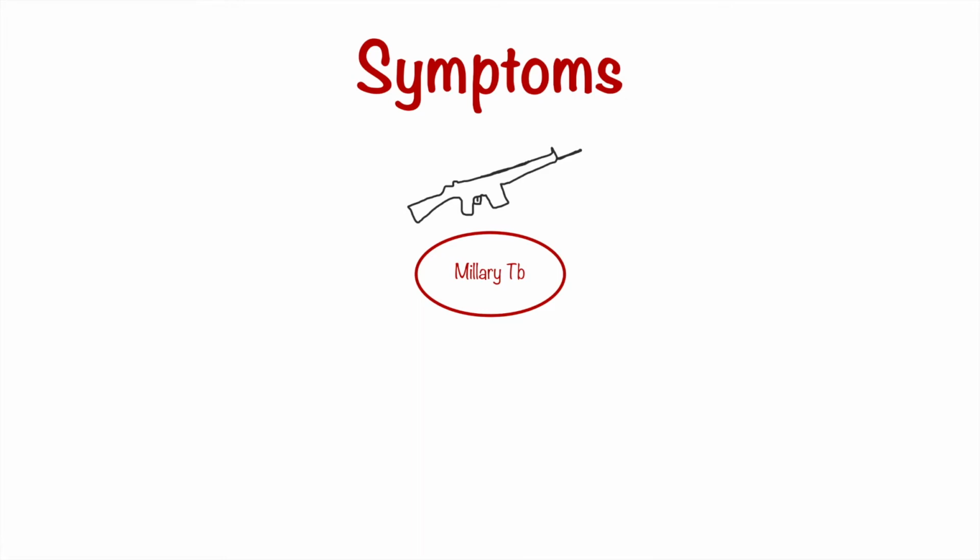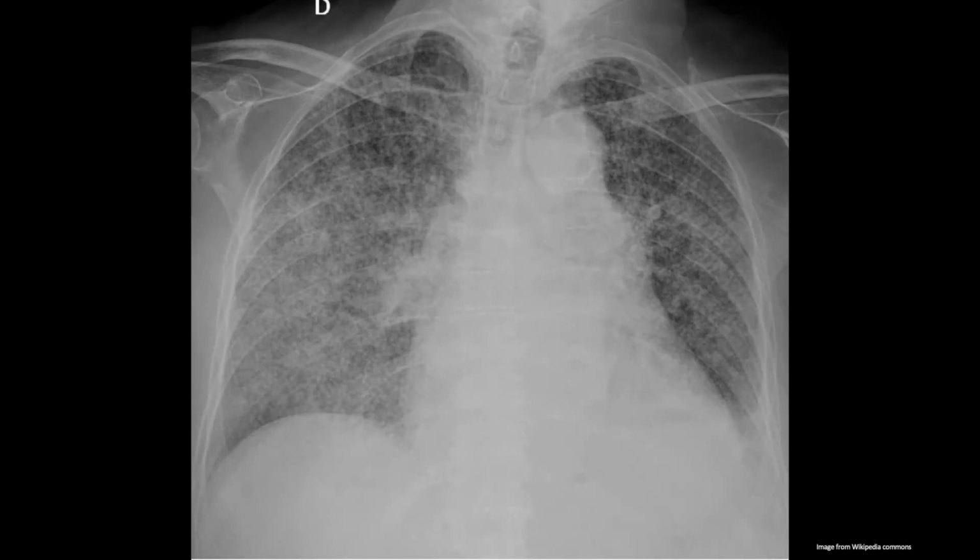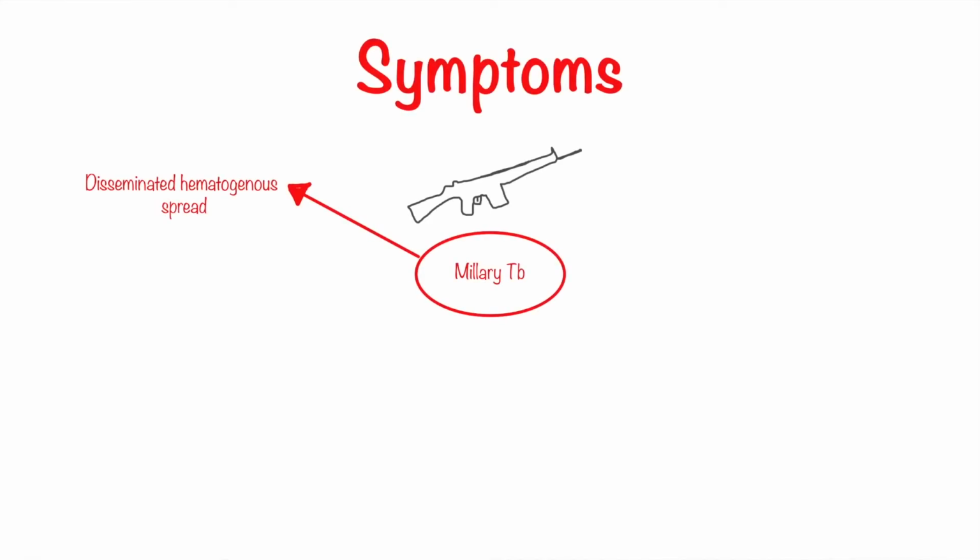Let's now look at miliary TB. Miliary reminds me of military, so I'm going to draw a gun to help us remember. This is the disseminated hematogenous spread of the bacilli. A distinguishing sign is the appearance of millet seeds on a chest X-ray. This almost looks like someone has shot lungs with a gun, as shrapnel has spread across the lungs. Multiple organ failure may develop, and organomegaly may be present.